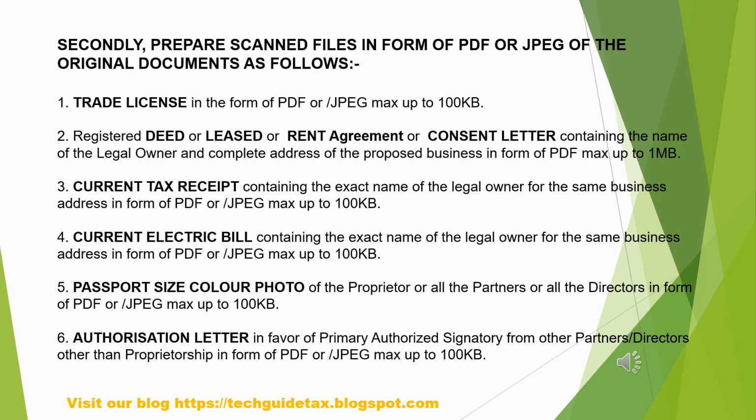4. Current electric bill containing the exact name of the legal owner for the same business address, PDF or JPEG max up to 100 KB. 5. Passport size color photo of the proprietor or all the partners or all the directors in form of PDF or JPEG max up to 100 KB. 6. Authorization letter in favor of the primary authorized signatory from other partners, other than proprietorship, in form of PDF or JPEG max up to 100 KB.